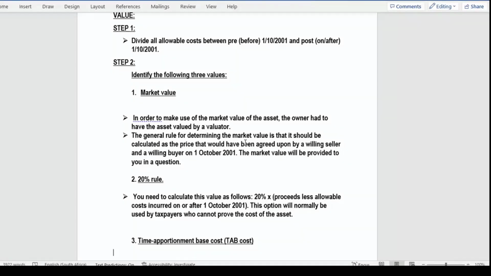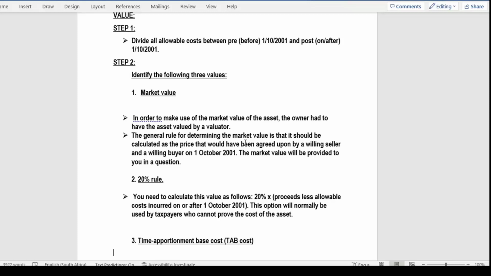The general rule for determining the market value is that it should be calculated as the price that would have been agreed upon by the willing seller and the willing buyer on the 1st of October 2001. The market value will be provided to you in a question. So you don't have to worry about how you are going to calculate the market value, because it will be given in your question.